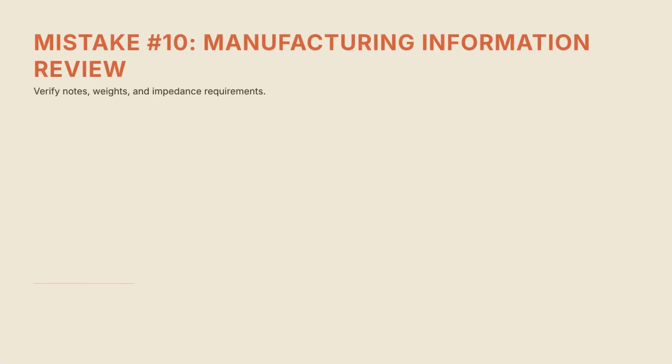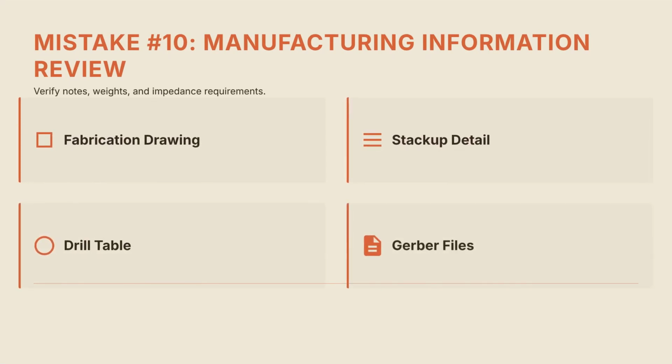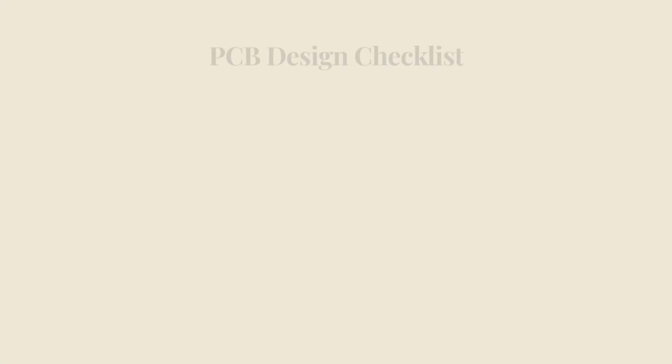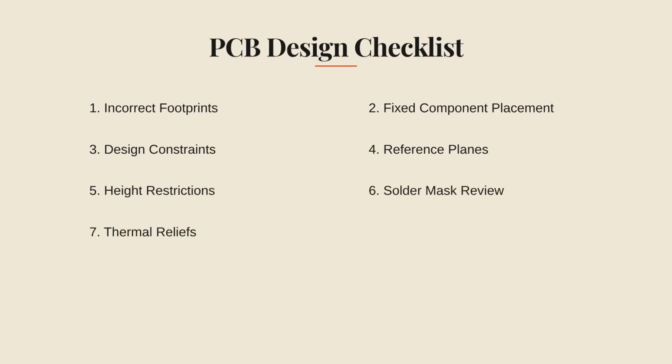Even a perfect layout can fail if manufacturing information is incomplete. Always verify fabrication notes, stack-up details, drill tables, copper weights, and impedance requirements. Your final review is the last gate. Check every fabrication note to ensure the manufacturer has exactly what they need to build your board right the first time.